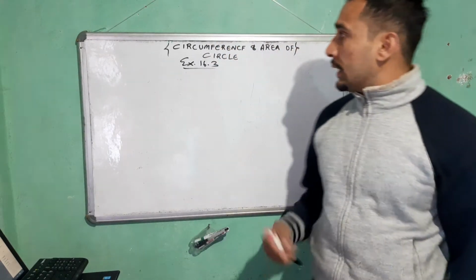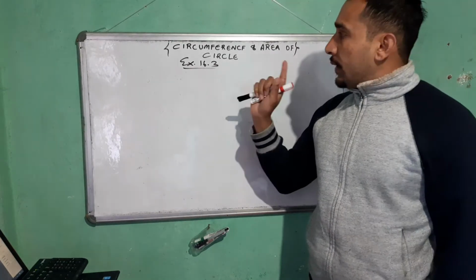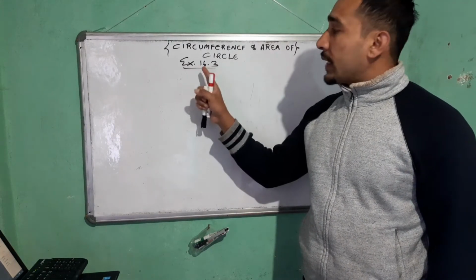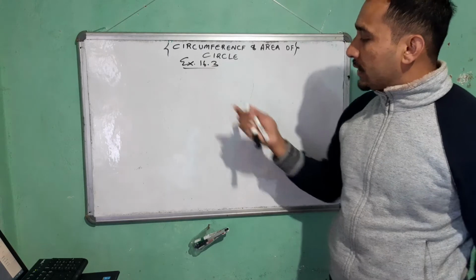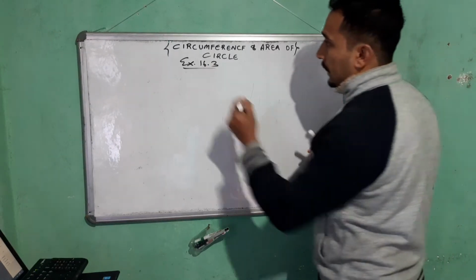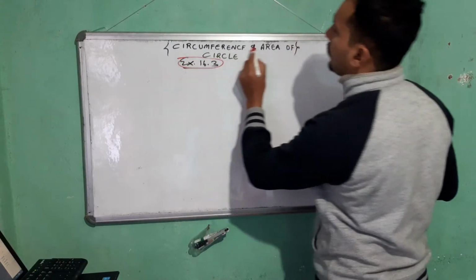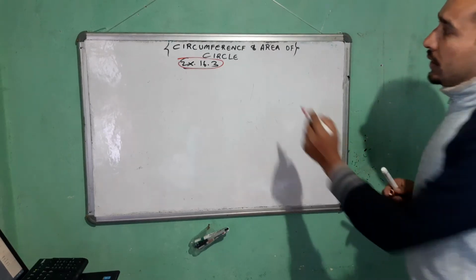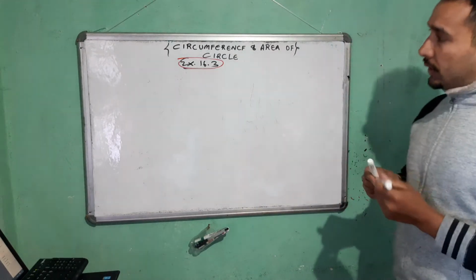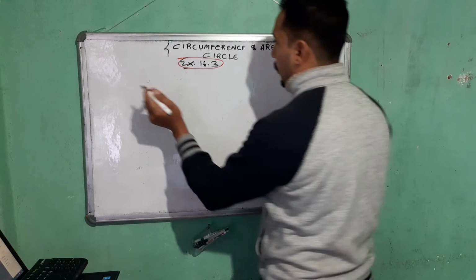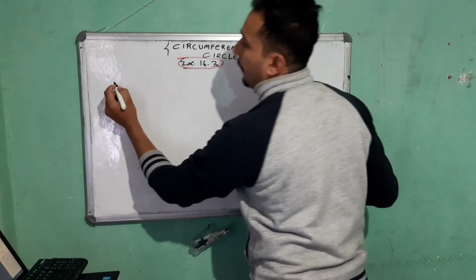In today's class, I'll start another exercise from mensuration. That is exercise 16.3. This exercise deals with circumference and area of circle. So first of all, I'll give you the formula for circumference and area of circle.